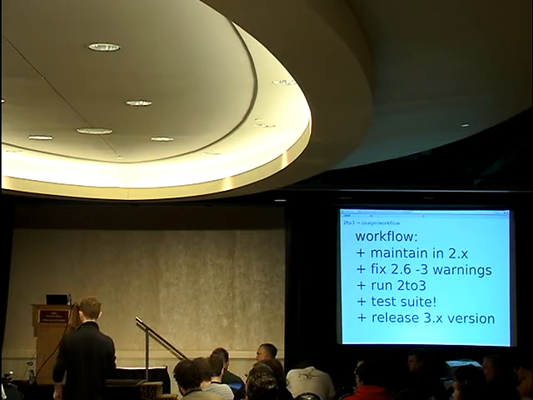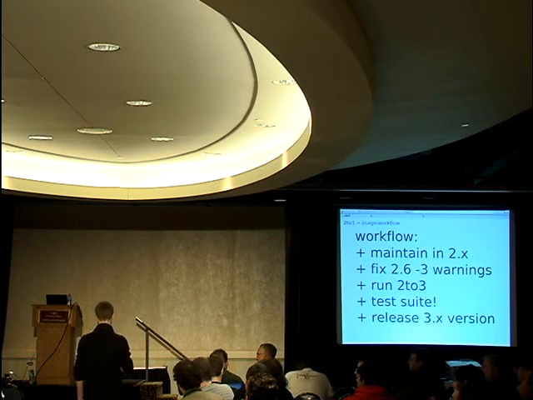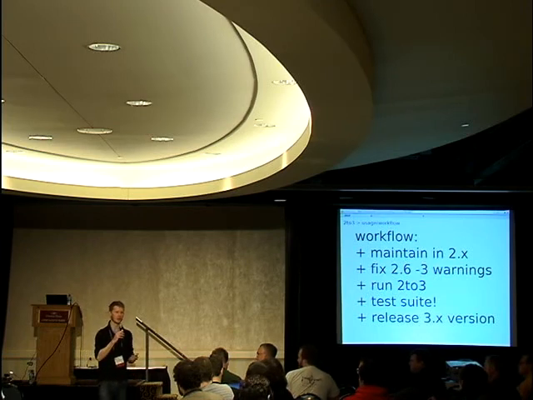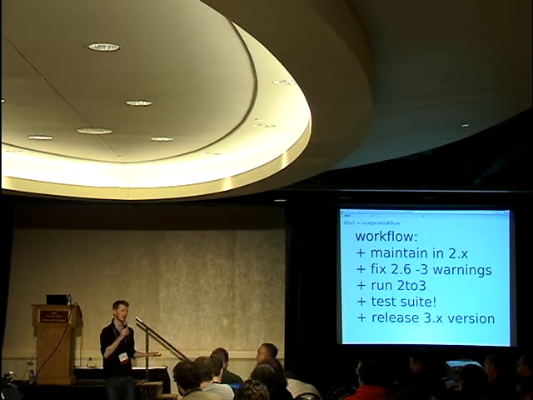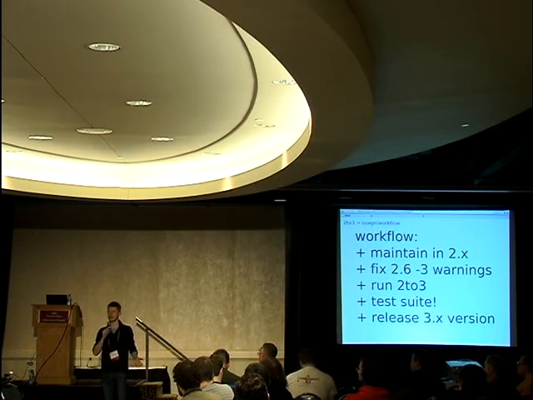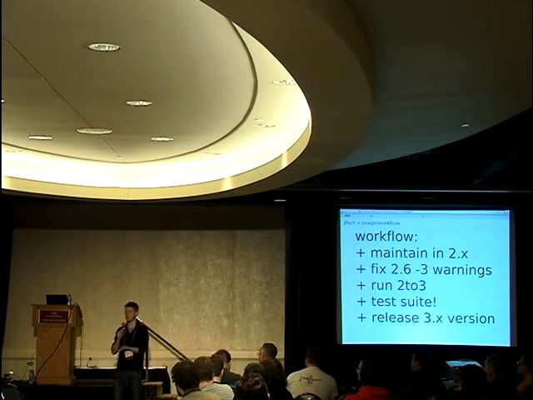Thomas Wouters was talking to me the other day about a possible 3to2 project, which would allow you to write your code to work in Python 3, and then you would run it over and say, all right, translate this back to Python 2.4, and it would do that. And so that would be an additional use of the same infrastructure. It's flexible enough.